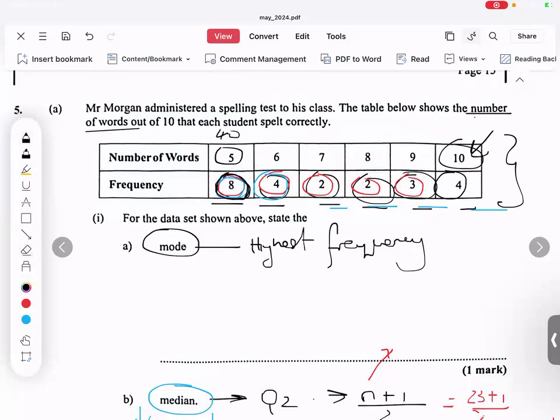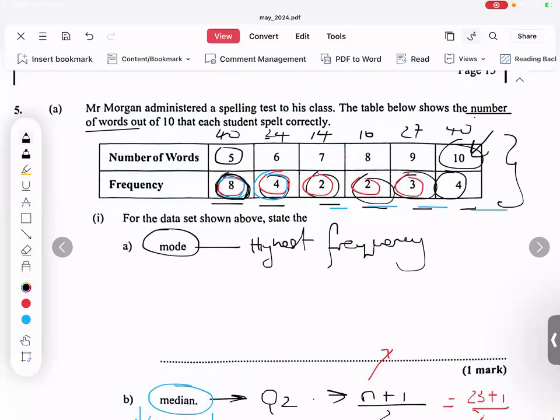words were spelled correctly. How many words were spelled correctly between these 4 people? All 4 of these persons spelled 6 words correctly each. How many words were spelled correctly between them? 24. That is correct again. All right, and you get the pattern. 2 times 7 is 14. 2 times 8 is 16. 3 times 9 is 27. And 4 times 10 is 40.